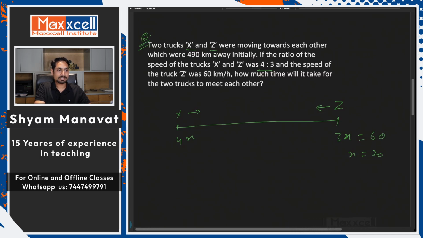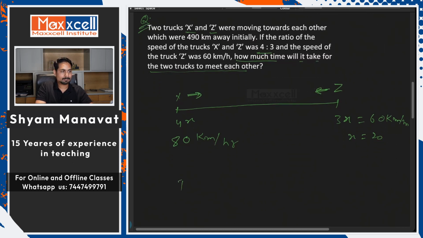Now tell me one thing, if this is 60, so x should be equal to 20. If x is equal to 20, then 4x should be how much? 4 into 20, so 80. So you got the speed of truck X and truck Z. How much time will it take for the two trucks to meet each other? Moving in the opposite direction, very similar to the previous question. How much time? Now this time they don't have time in terms of AM, PM. So we will just have the answer in terms of hours.